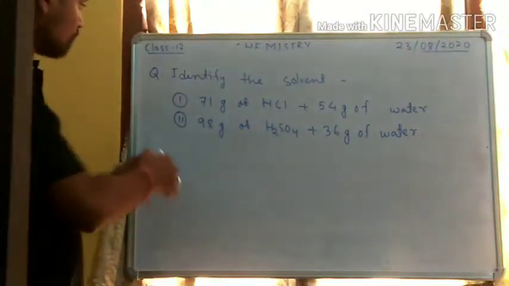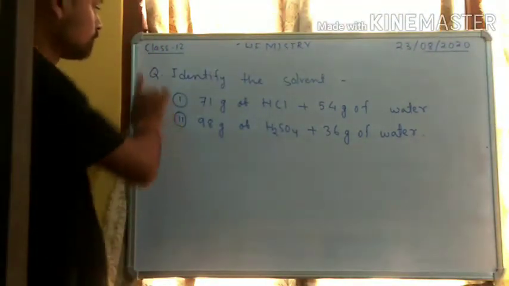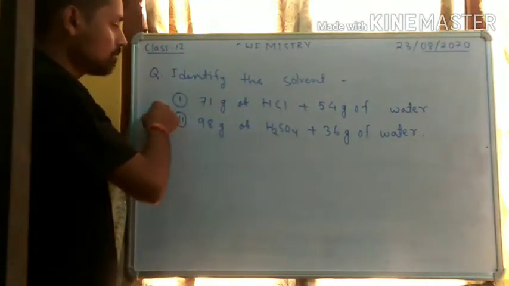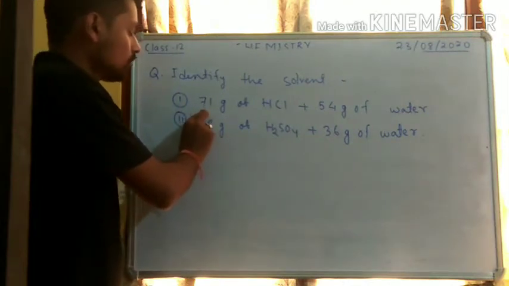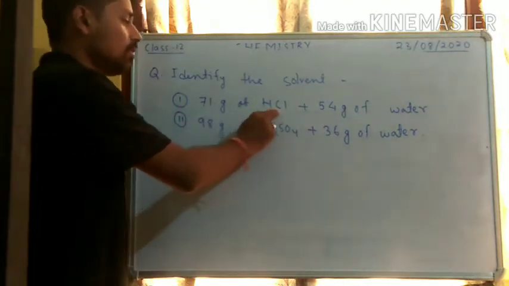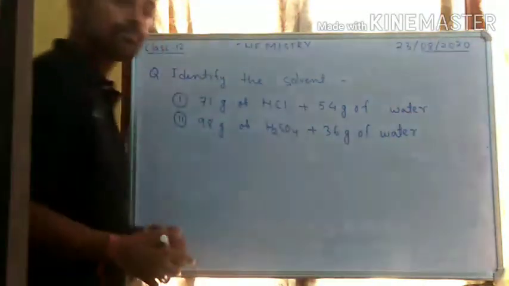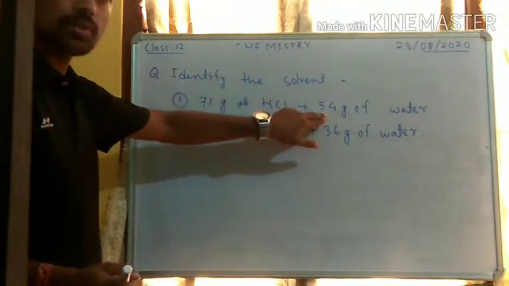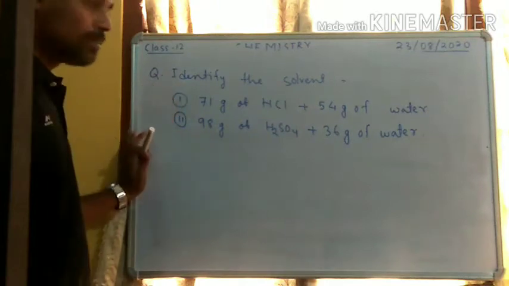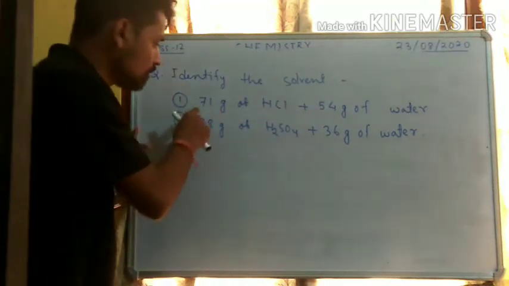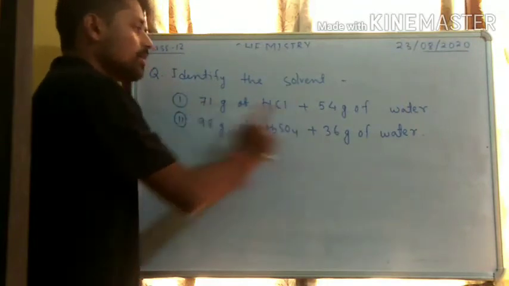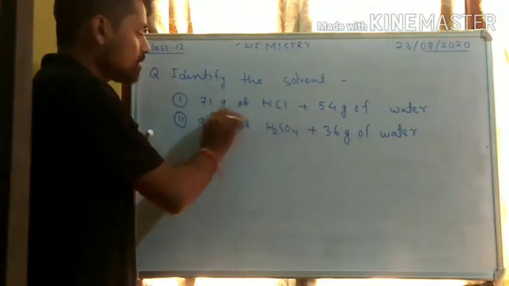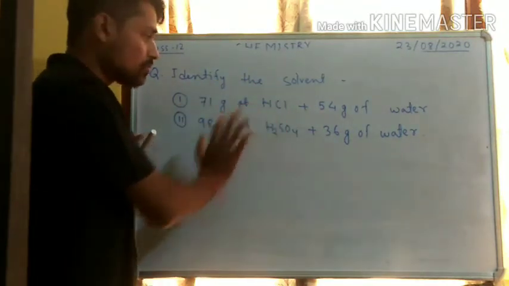Okay students, there is a question for you where we have to identify the solvent. In the first question, it's a mixture of 71 gram of HCl and 54 gram of water. So we have to identify whether HCl is a solvent or water is a solvent. If we look at the numbers, we can see that the amount of HCl is higher than the amount of water. So we can say that HCl is the solvent.